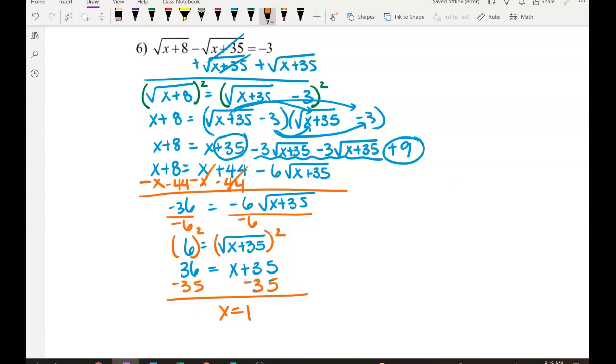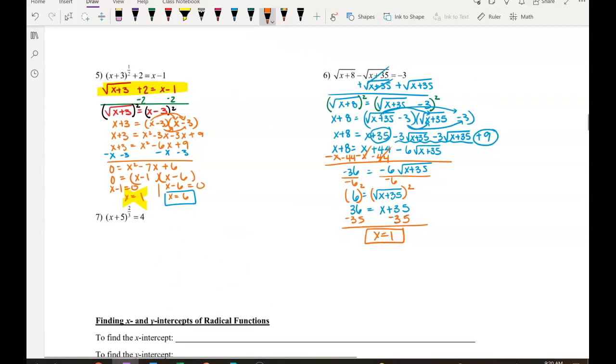Here we go. 1 plus 8 is? That's what? 9. Square root of 9. 3. 1 plus 35 is? Square root of 36. 6. 3 minus 6. Can I keep it? Yes. So that is a lengthy one, but the process, the steps are exactly the same. You try to isolate the radical every time. Except that when you have two radicals, then what do we do? Put one on each side. Okay?